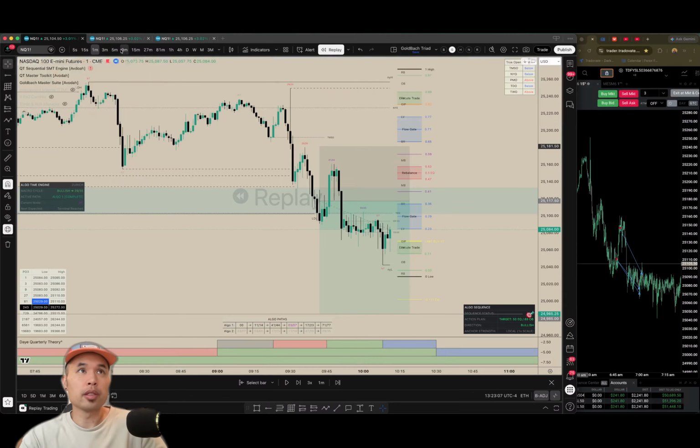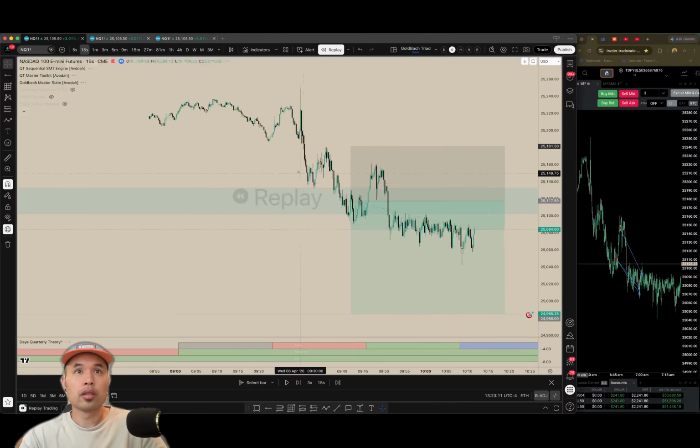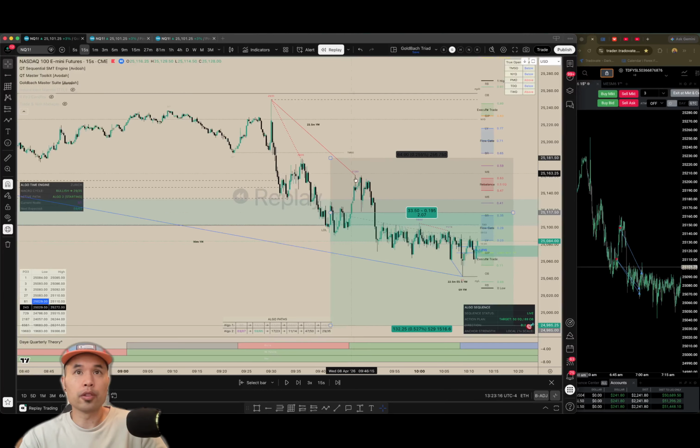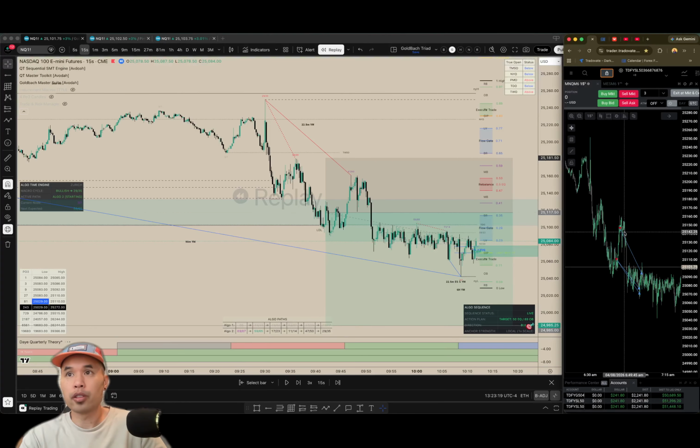Plus, we created an SMT right here. That would have been the better entry once we confirmed this SMT right here. Double SMT, that would have been the better entry. So I got another contract right there at 145-ish, roughly around there.